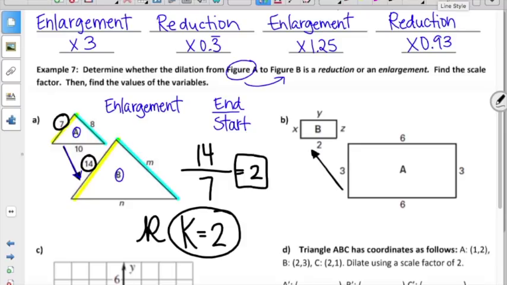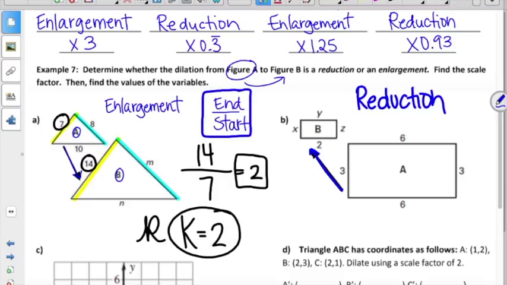So we end and start. Where do we end at? Where do we start at? We ended at 2, so that's our numerator, and we started at 6, so that's our denominator. We must simplify this. 2 over 6 simplifies to 1 over 3. So k, our scale factor, is 1/3.